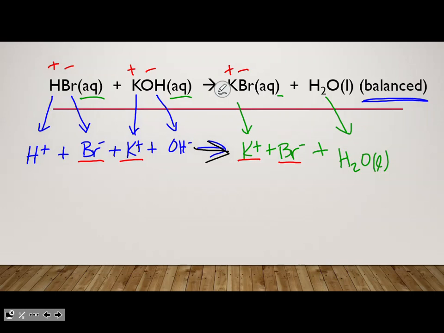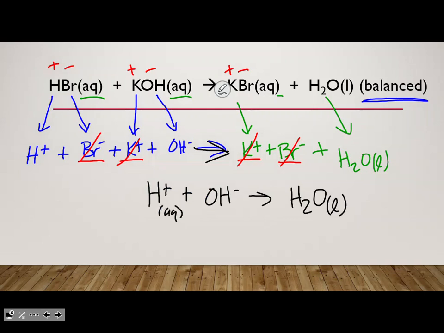So now we're going to do what with those? Cross them out. We're going to take them out of the equation, and we ultimately end up with H plus, OH minus, giving us liquid water. Now, these are ions, so they also get AQs. Anything in ion form means it's dissolved in the solution, in the water. And so this would be your net ionic here.